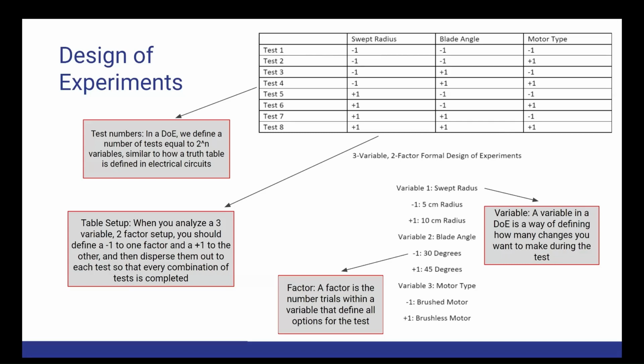We also define each of these factors as a -1 for one of them and a +1 for the other one, and then disperse them out for each test so that every combination of the test is completed overall.